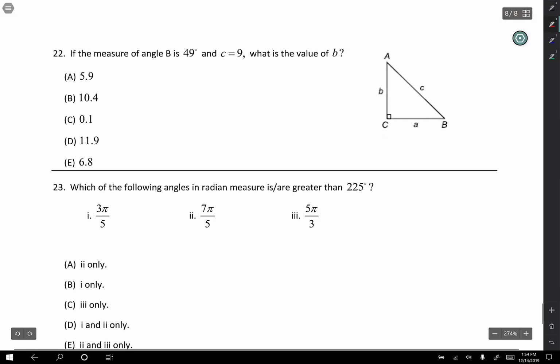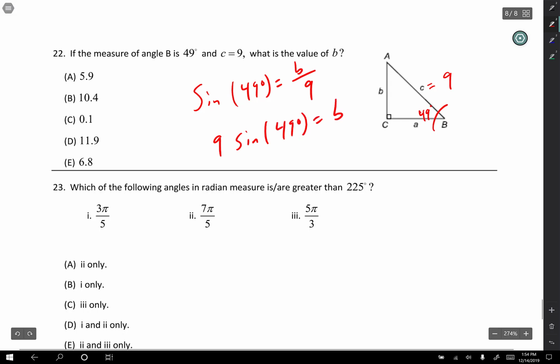The measure of angle B is 49 degrees. So put 49 degrees right there. And c is 9, or little c. What is the value of b? Okay, so with respect to 49 degrees, b is opposite, and the 9 is the hypotenuse. So I'm going to write sine 49 degrees equals opposite b over 9. So 9 sine of 49 degrees equals b. So I take my calculator, make sure that the mode is in degree mode, and I go 9 sine 49, and I get 6.792.